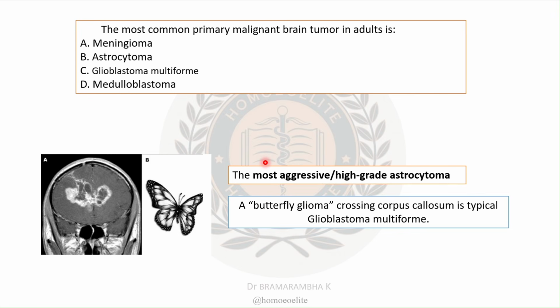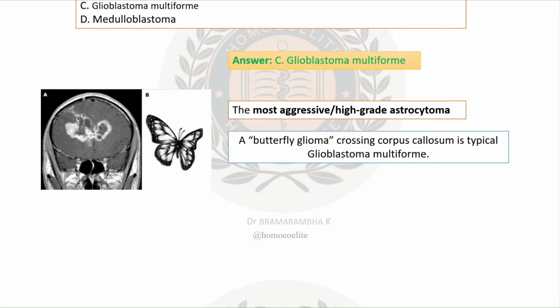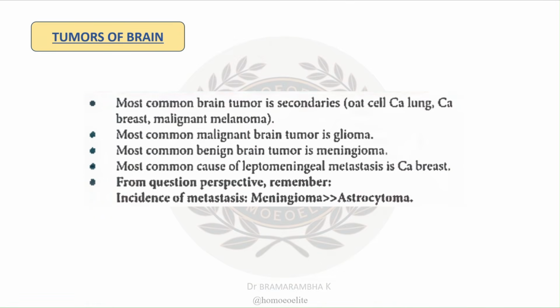So now astrocytoma is also called glioblastoma. It is a very aggressive and malignant tumor. When you see the imaging of this tumor, a butterfly glioma that crosses the corpus callosum is typical for glioblastoma multiforme. You can see a butterfly kind of shape. So the answer is glioblastoma multiforme. In order to be more specific, it is glioblastoma multiforme. Tumors of the brain.